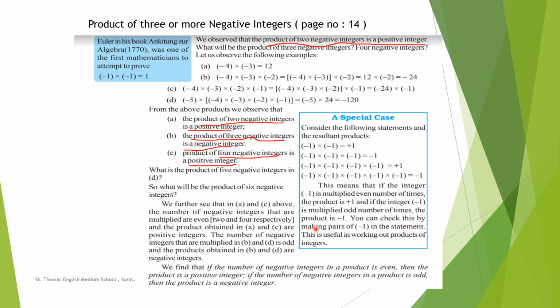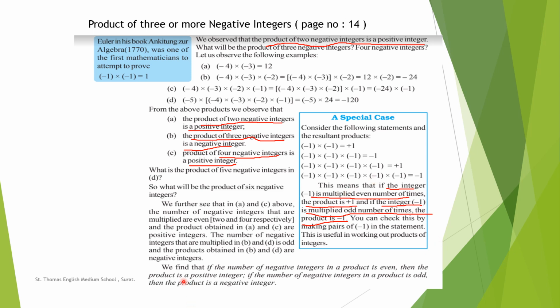You can check this by making pairs of minus 1 in the statement. This is useful in working out the product of integers. We have to learn this by heart. Underline in the textbook: if the integer minus 1 is multiplied an even number of times, the product is positive. And if the integer minus 1 is multiplied an odd number of times, the product is minus 1. So you only have to check whether these numbers are odd or even. If it is even, you will always get a positive number. If it is odd, you will always get a negative integer.